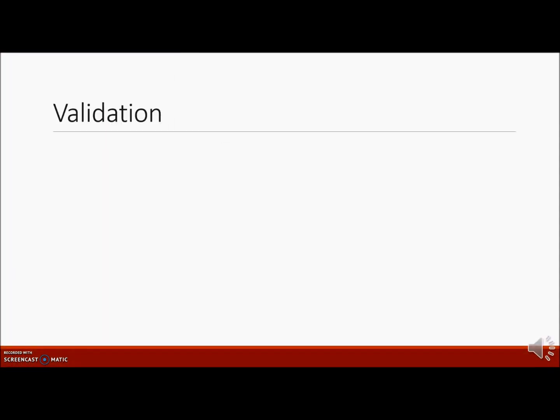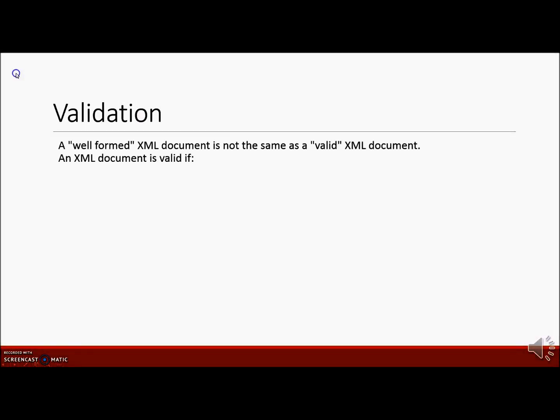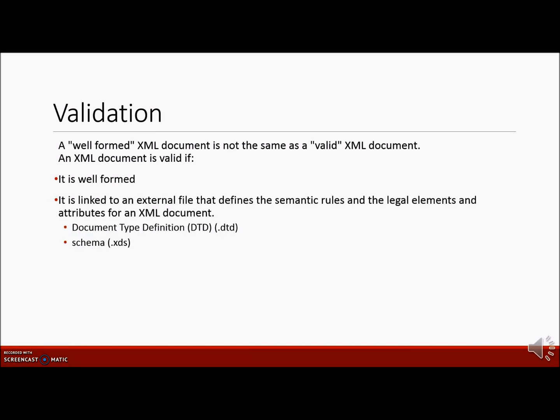On to validation. A well-formed XML document is not the same as a valid XML document. An XML document is valid if it is well formed, it is linked to an external file that defines the semantic rules and legal elements and attributes for an XML document, such as a DTD or schema. We do use schemas in libraries, and this course will only focus on schemas, so you don't need to worry about DTDs. Also, in order to be valid, your XML code must also follow semantic rules, including proper naming of tags and the proper order of elements.